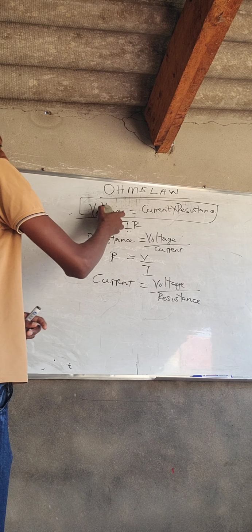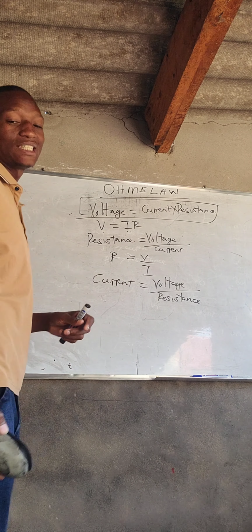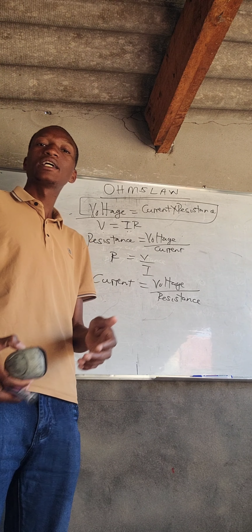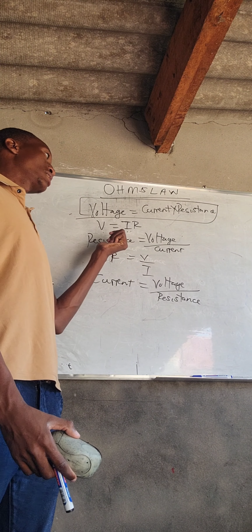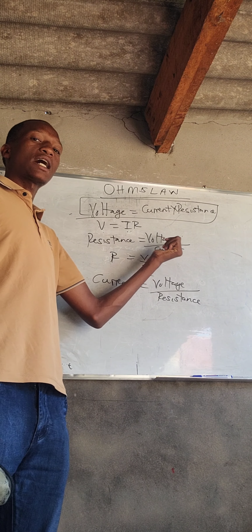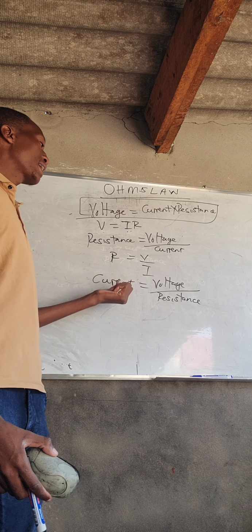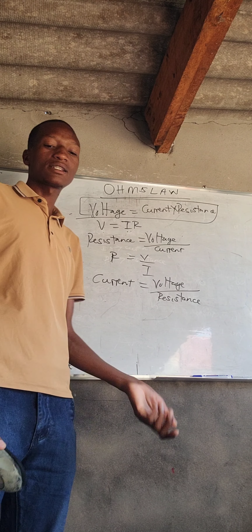It says voltage is proportional to current and resistance. Then after that, we say resistance equals voltage over current. Then also we say current equals voltage over resistance.